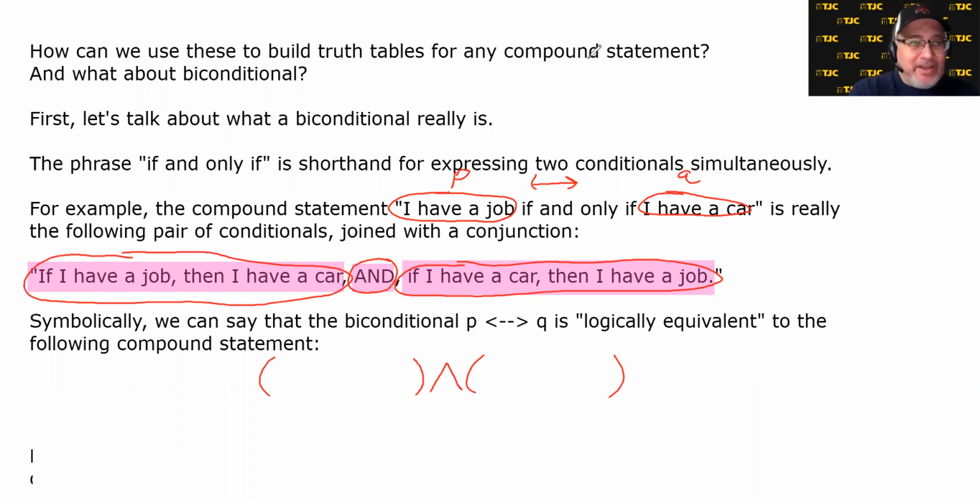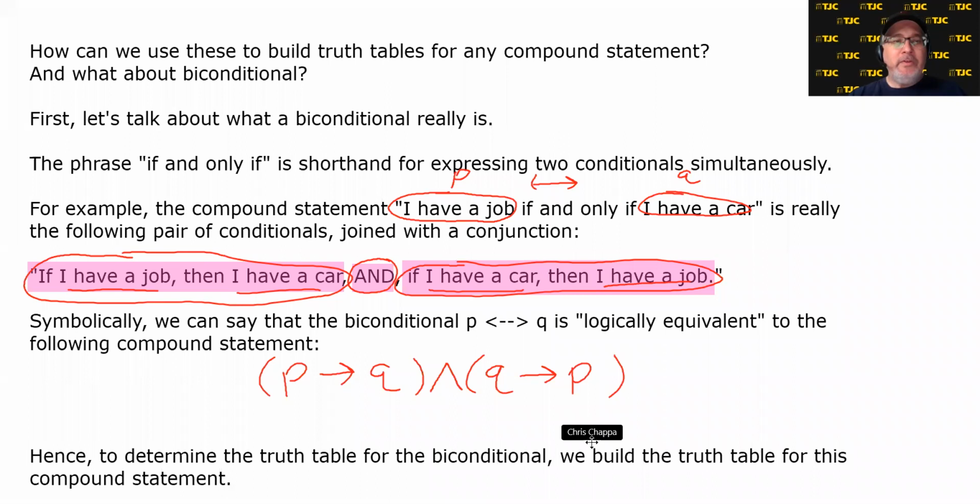On the left side of and, if I have a job, then I have a car would translate into P conditional Q, or P pointing to Q. And on the other side, if I have a car, then I have a job would translate to Q conditional P, or Q pointing to P. Hence, to determine the truth table for the biconditional, we're going to build the truth table for this compound statement.